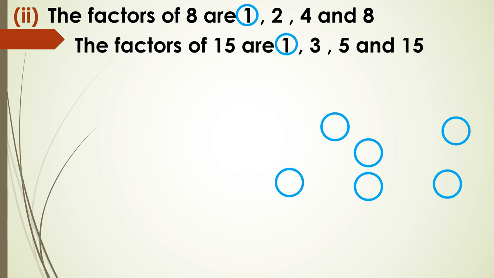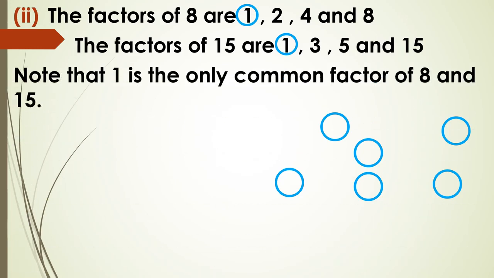If you are not able to make factors orally, you show in the rough column how you are finding the factors. It is not compulsory that you write in this way only. Find the factors in the rough column and then write them down here. Now you can see that in these two only 1 is common. So only 1 is the common factor of 8 and 15.